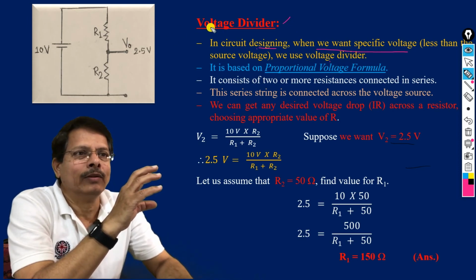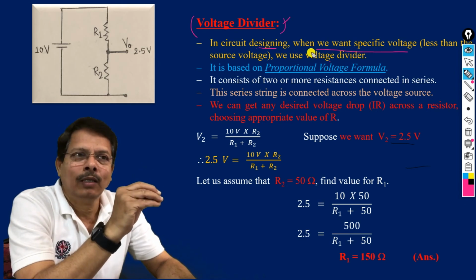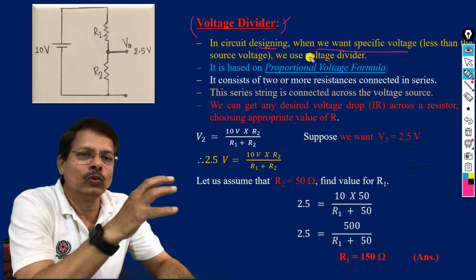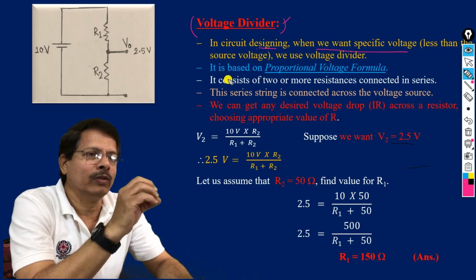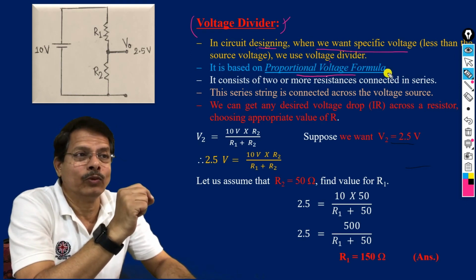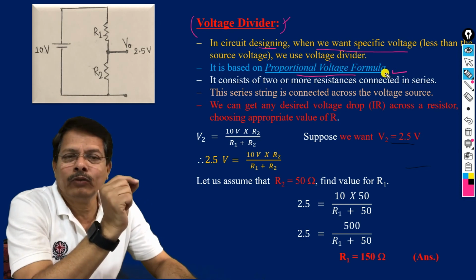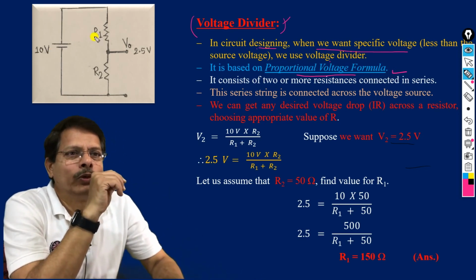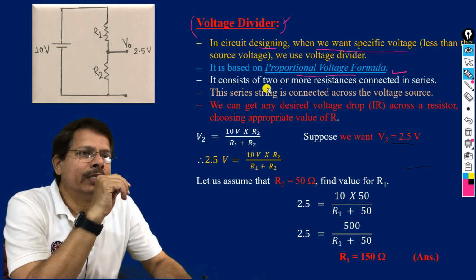This circuit is called a voltage divider. When do we use it? If for a load or some circuit we need a voltage lower than the source voltage, we use a voltage divider. It is based on the proportional voltage formula. We have just seen the proportional voltage formula, so you can use that formula here. And we are going to consider one example here. So a voltage divider means it consists of two or more resistances connected in series.